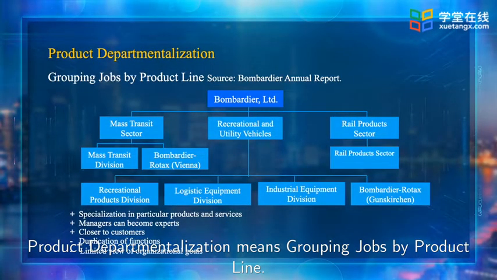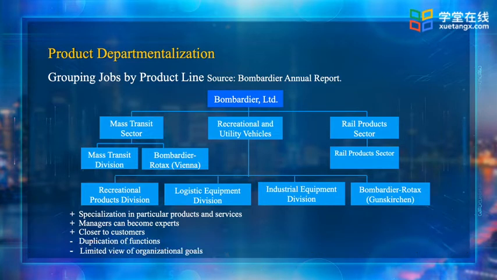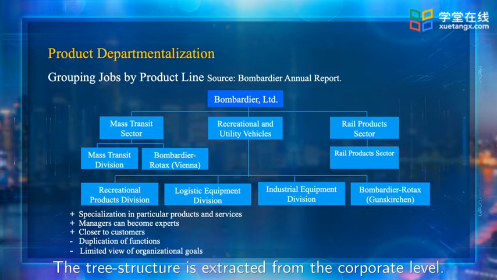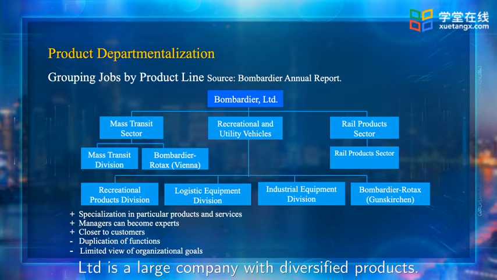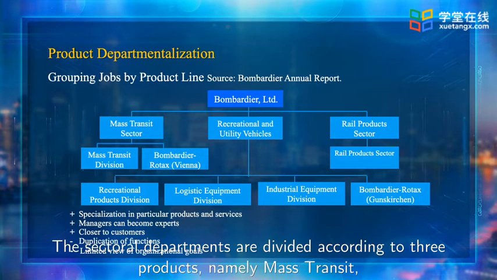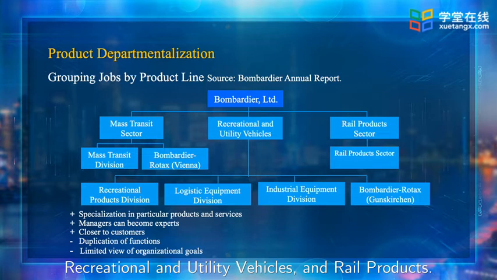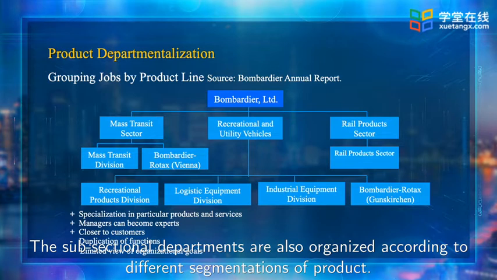Product departmentalization means regrouping jobs by product line. The tree structure is extracted from the corporate level. Bombardier Limited is a large company with diversified products. The sectoral departments are divided according to 3 products, namely the mass transit, recreational and utility vehicle, and the rail products. The subsectional departments are also organized according to different segmentations of product.